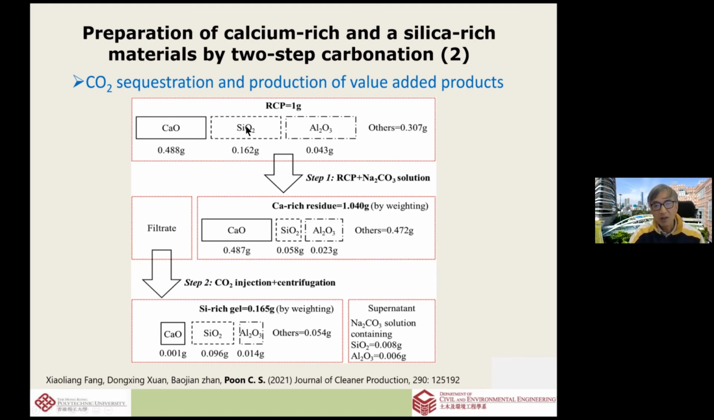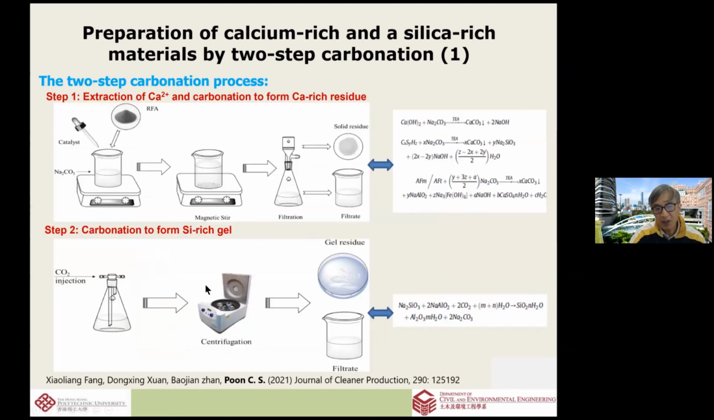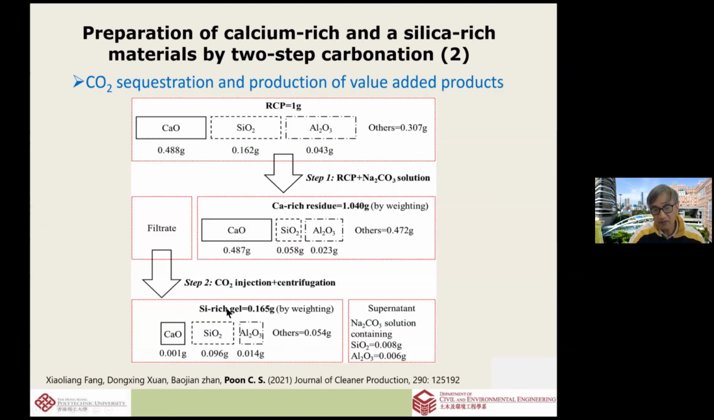After we conduct step 1 carbonation with the sodium carbonate solution, we produce a calcium-rich residue that is more than the original 1 gram. We produce 1.04 gram of calcium-rich residue because we add a lot of CO2, calcium carbonate already here. After the filtration, in step 2 carbonation, we add CO2, and then we produce a silica-rich residue, about 0.165 gram. All in all, we are producing more material than we started with, but we are producing two materials: one is a calcium-rich residue, and one is a silica-rich residue.